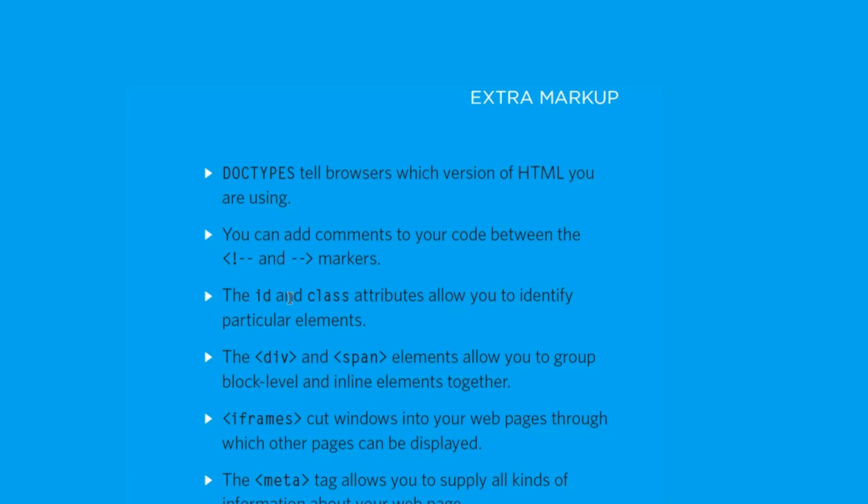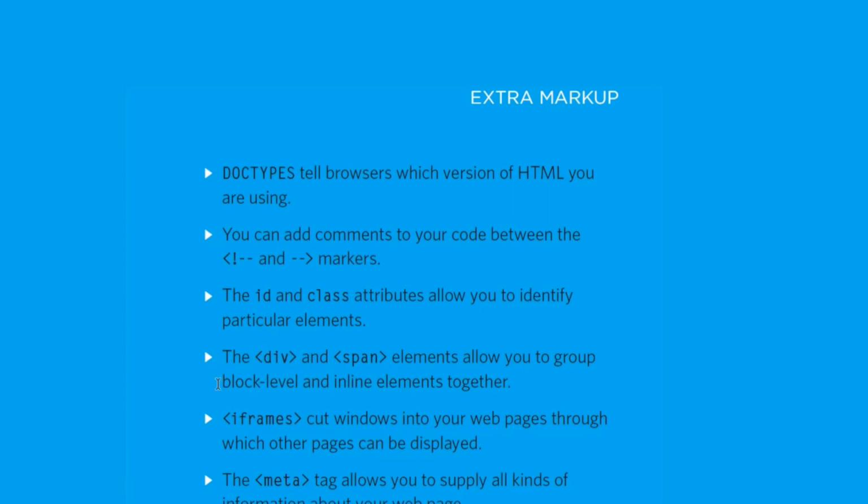Right? The ID and the class attributes allow you to identify particular elements. Usually the ID is used to uniquely identify one element, let's say a paragraph element or a heading element or an image, right? And a class is used to identify multiple elements. For example, you can have the same class attribute for a paragraph tag, for an image, and for a heading, right?